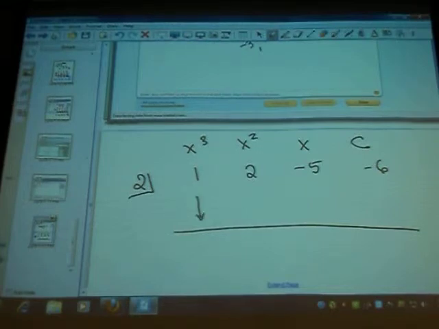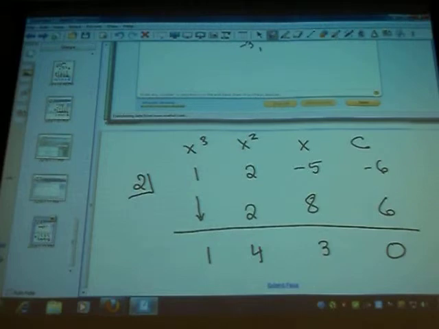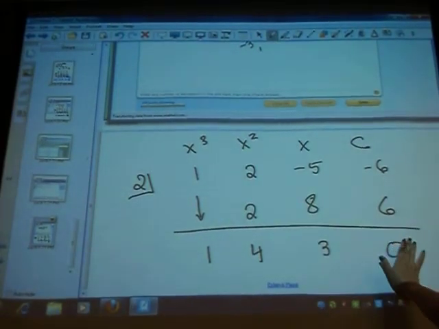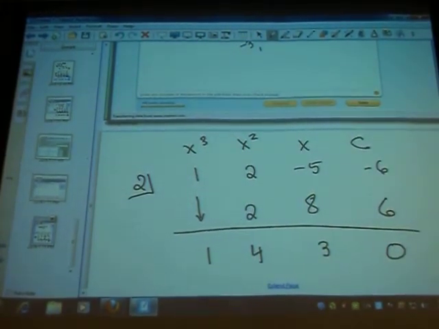Okay, so bring down your 1 first. Multiply. Then add. Multiply. And add. Multiply. And add. So, I got a remainder of 0, which I expected because they told me that that was one of my zeros.